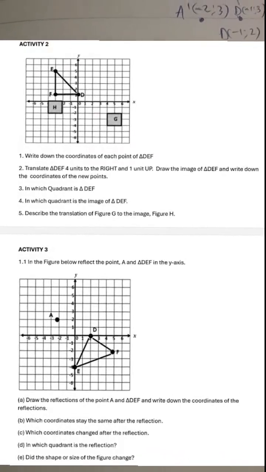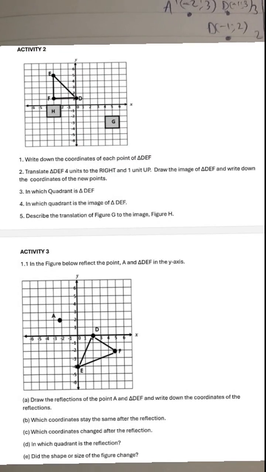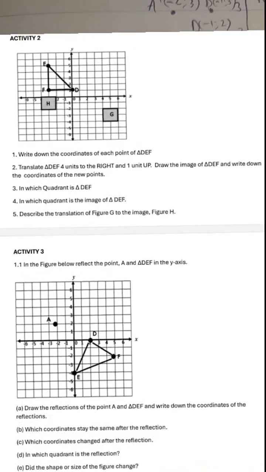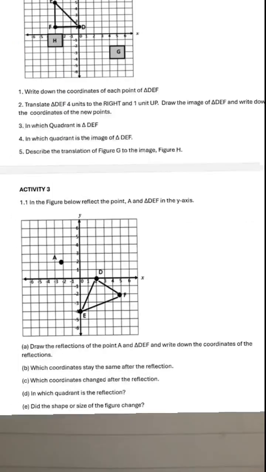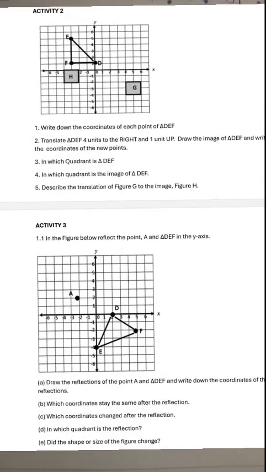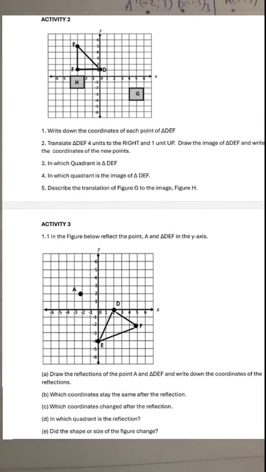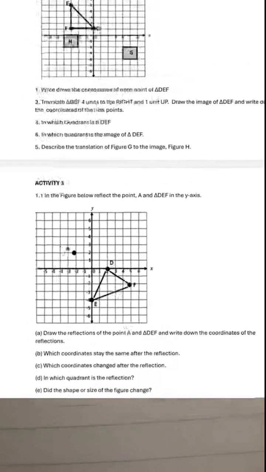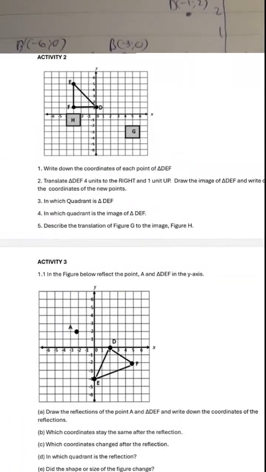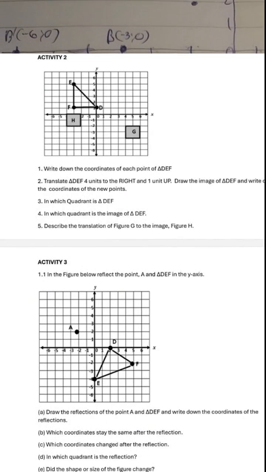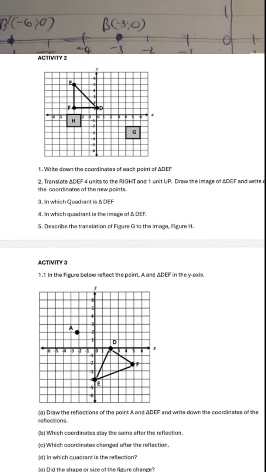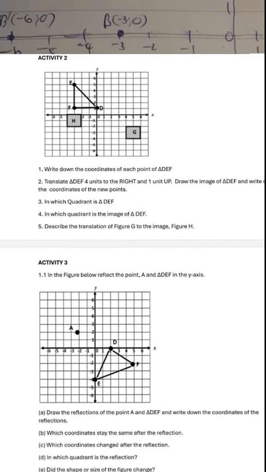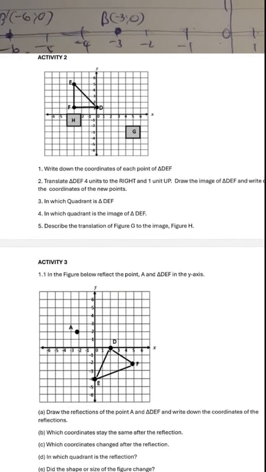So if we look at number 1, it says write down the coordinates of each point of triangle DEF. So there's triangle DEF. You can vividly see it there, triangle DEF, there it is. And it says write down the coordinates of each point of triangle DEF.